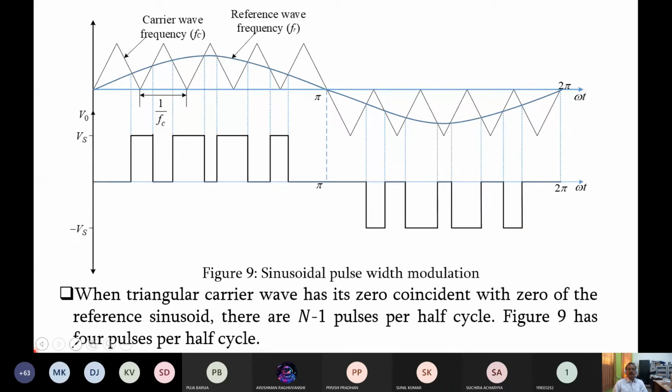Now, when the zero of the reference wave coincides with the zero of the carrier wave, we have one pulse less, n minus 1. Okay. So it depends on how you design the waves and how you generate the pulses. Okay.